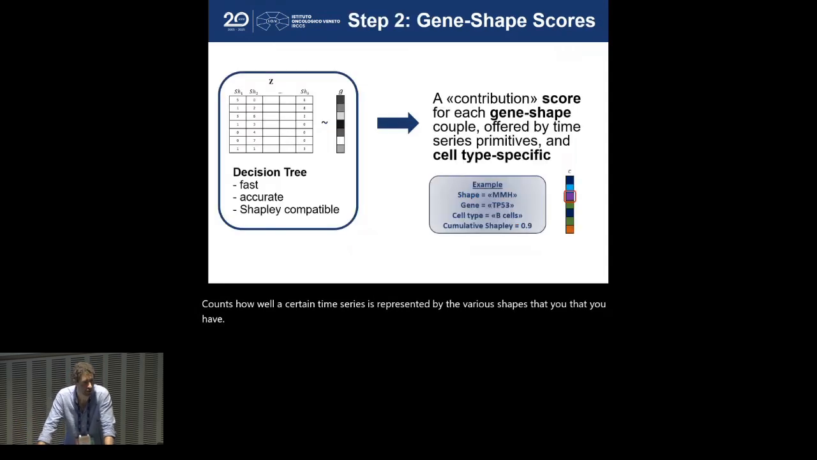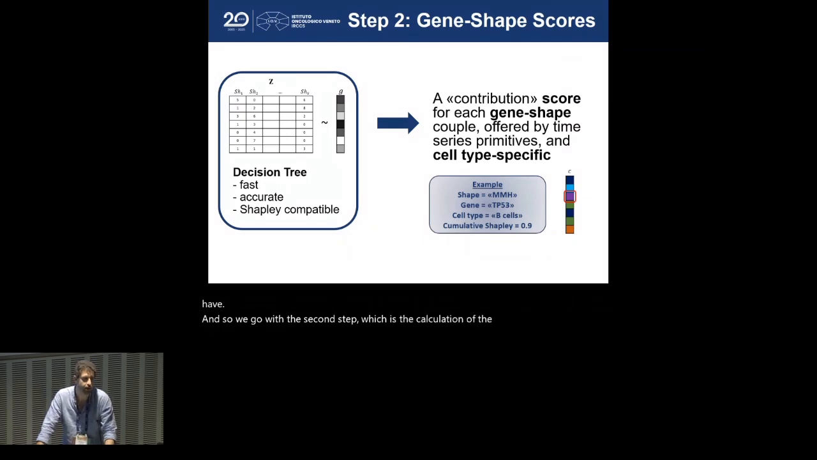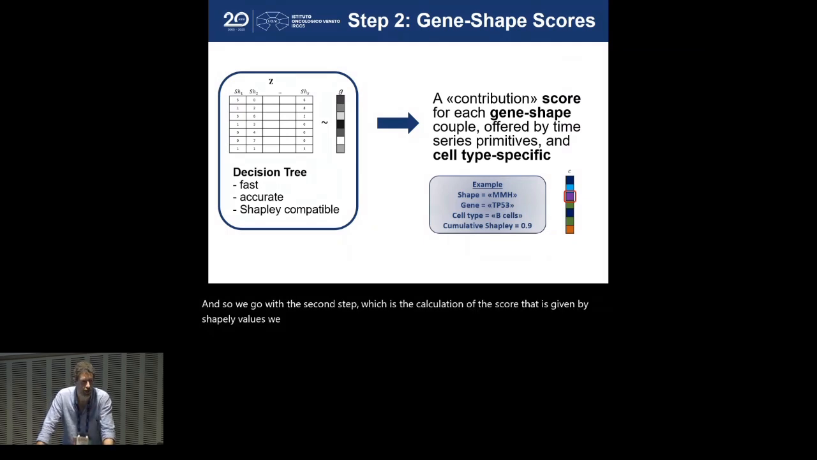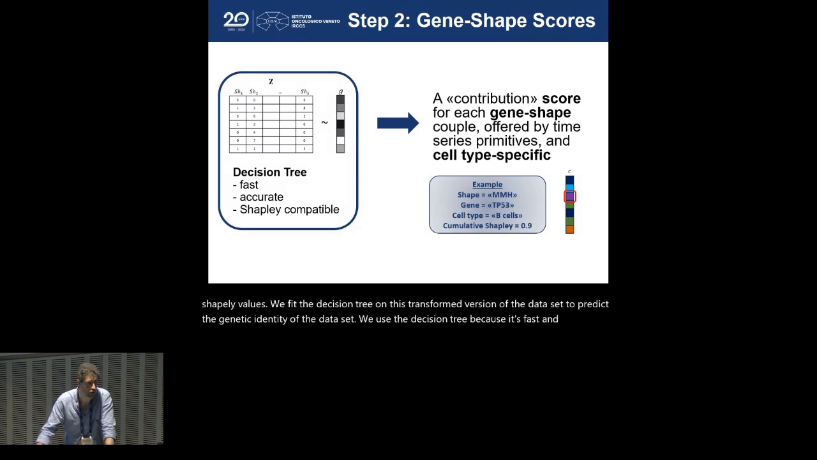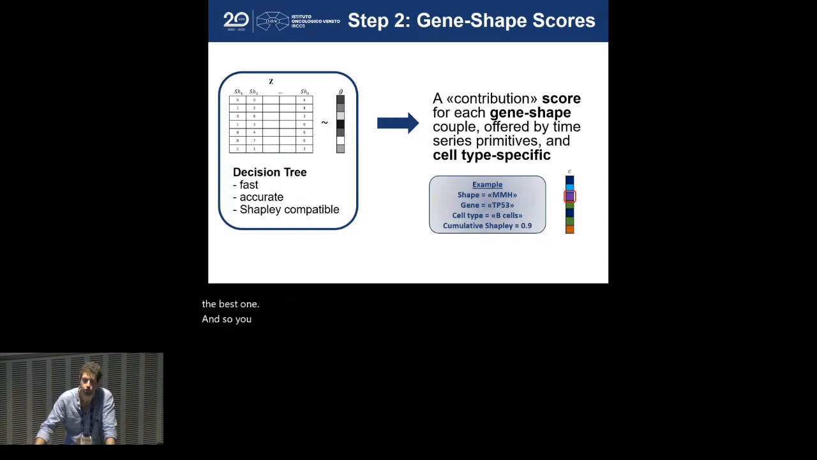And so we go with the second step, which is the calculation of the score that is given by Shapley values. We fit a decision tree on this transformed version of the dataset to predict the genetic identity of the dataset. We use the decision tree because it's fast and accurate. We also tried other ones that are tree-based and Shapley compatible, but this is the best one. And so you get this contribution score that is gene-shape specific for this couple. And then you can also filter for a specific cell type that you want.